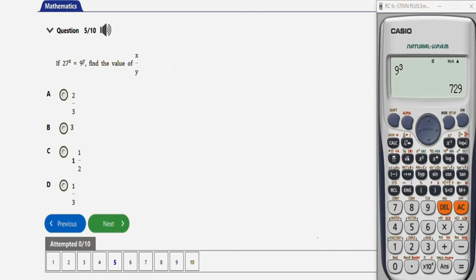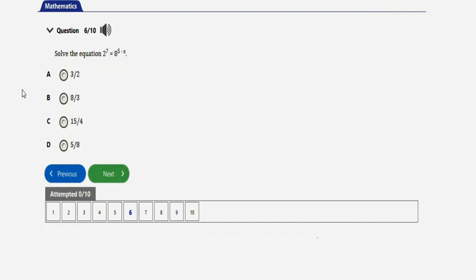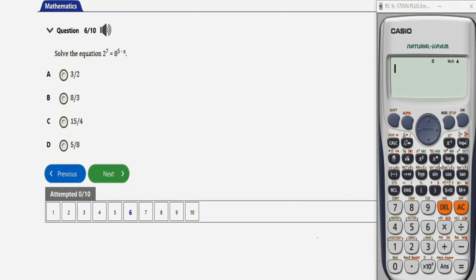So we are making progress. Let's remove this now and solve the next question, question 6. It says solve the equation. Alright, so for the question we have 2 to the power 7. You come down, we have alpha and this calc button for equality sign. We have 8 to the power 5 minus x, alpha and this button. So that's what we have there. Let's press shift and calc to solve it. Assign x to be 0, press equal to.